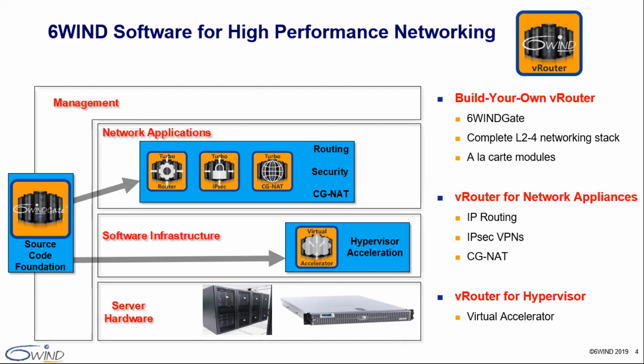6WIND Turbo Router, Turbo IPsec, and Turbo CGNAT are vRouters in the form of software appliances that lead the market with a performance advantage. Popular use cases include border routers, IPsec VPN gateways and concentrators, security for mobile infrastructure, carrier-grade NAT, and more.